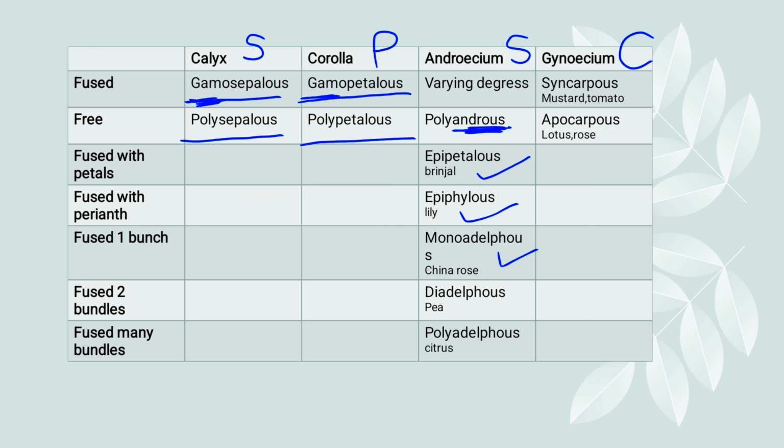If it is fused in two bundles, it is diadelphous, found in pea. This one is very important. If androecium is fused into many bundles, it is called polyadelphous and found in citrus. Gynoecium means female part. If fused, it is called syncarpous and is found in mustard and tomato. If free, it is called apocarpous and found in lotus and rose.